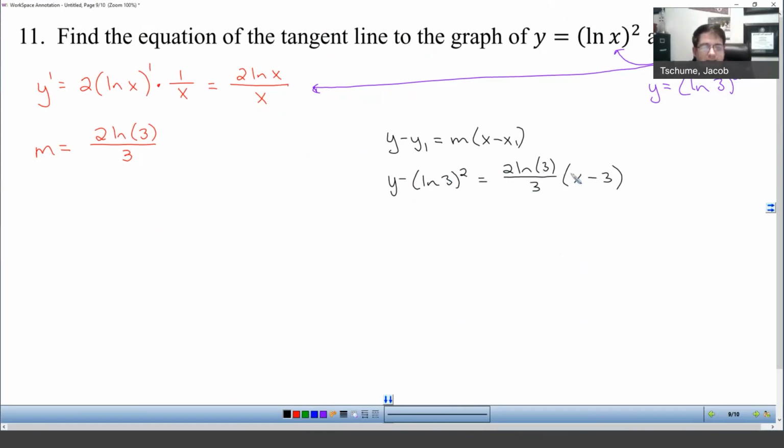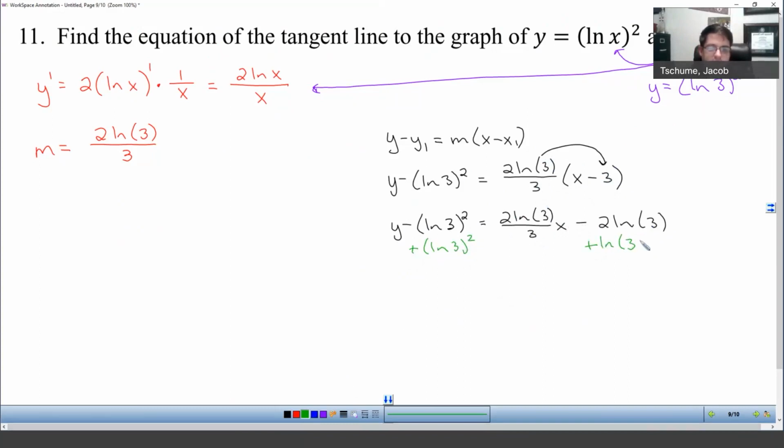When you multiply this slope through, even though it's ugly, it actually cancels something very nicely. Multiplying it by x doesn't do anything, so we'll leave that alone. But multiplying it by this 3 right here cancels that 3 and the 3 on the bottom to just give you 2 times the natural log of 3. I am now going to add this ugly natural log of 3 squared to both sides.